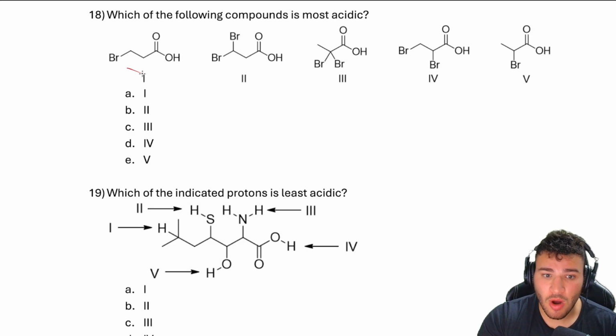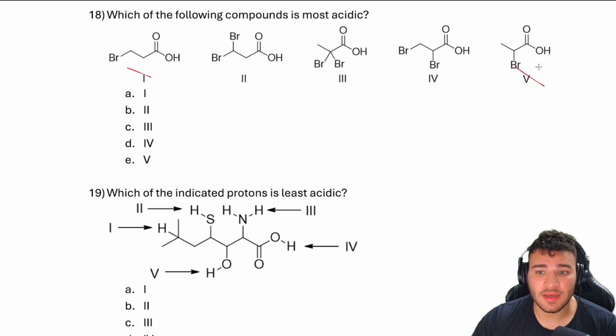And so structures 1 and 5 only have 1 bromine, meaning that they're not going to be the most acidic for sure. The rest have 2 bromines. And so let's try to find the structure that has the most bromines as close as possible. And that ends up being structure 3, right?